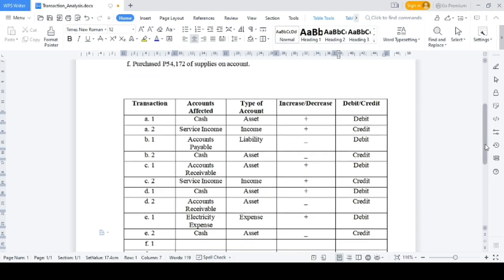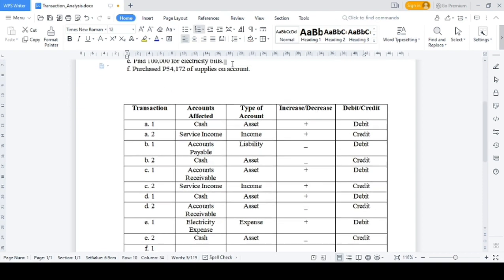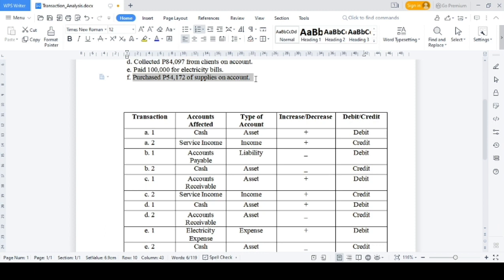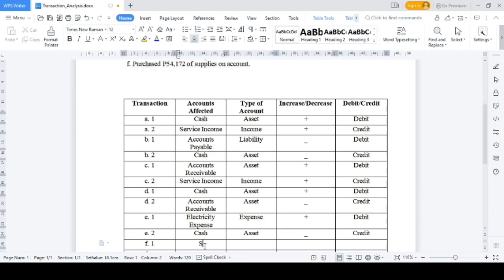Alright. For the last one, purchased 54,172 pesos of supplies on account, meaning the business bought 54,172 pesos worth of supplies on account, meaning liability. They haven't paid it yet. Okay, so the accounts affected are supplies and accounts payable. Supplies is an asset account. It increased.